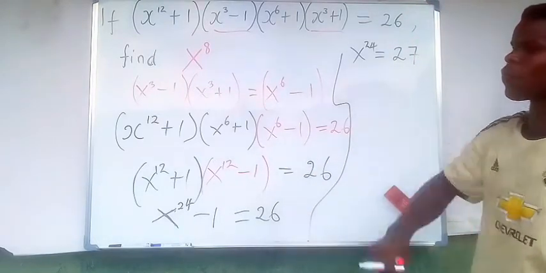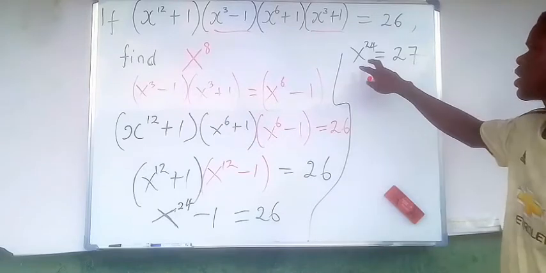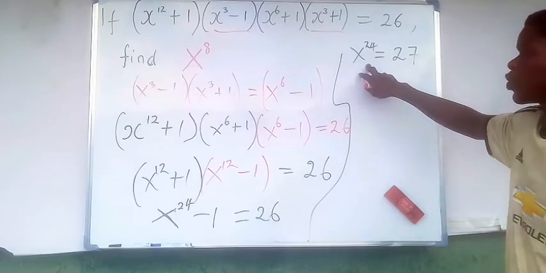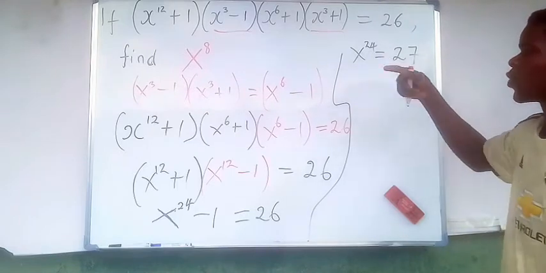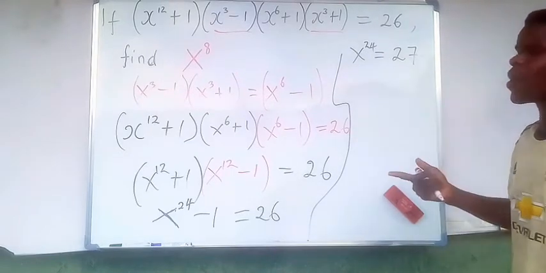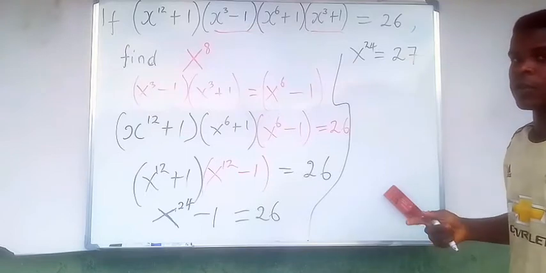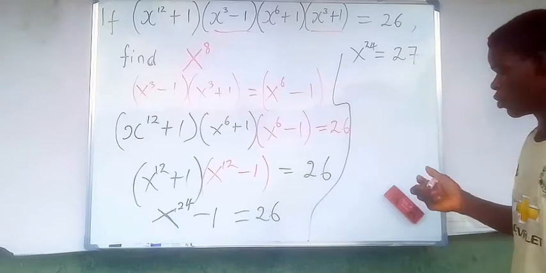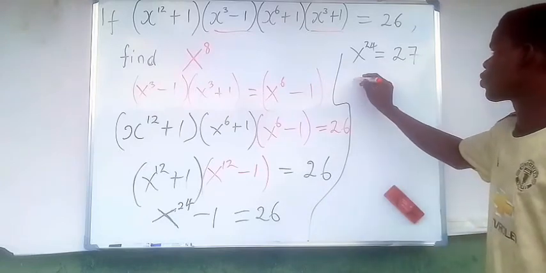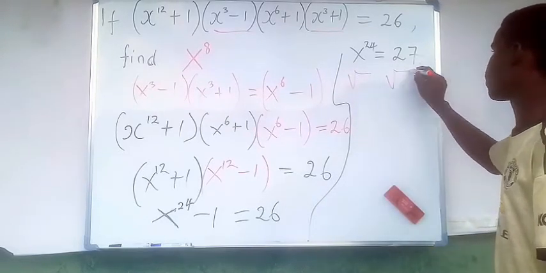Now, the question was to find x to the 8. So how are we going to get x to the power 8 from here? We can get this by dividing this power by 3. 24 divided by 3 will give us 8. So to divide the power, you just take the root. We want to divide the power by 3, so we take the cube root. That would become the cube root of both sides.